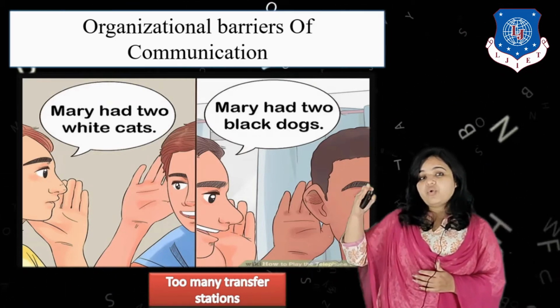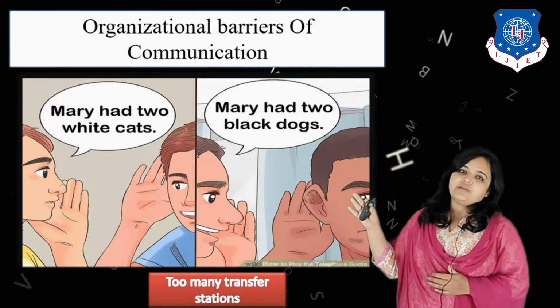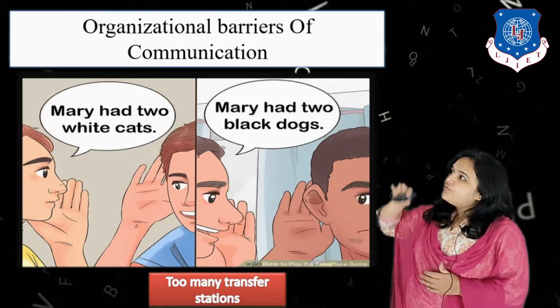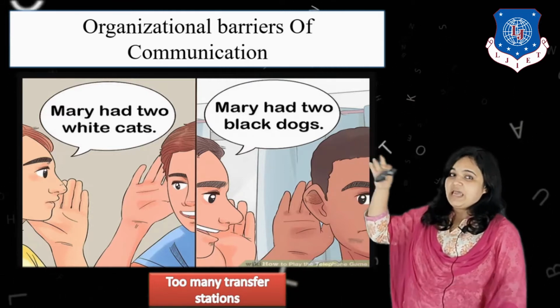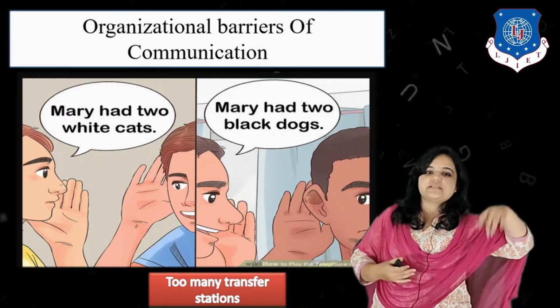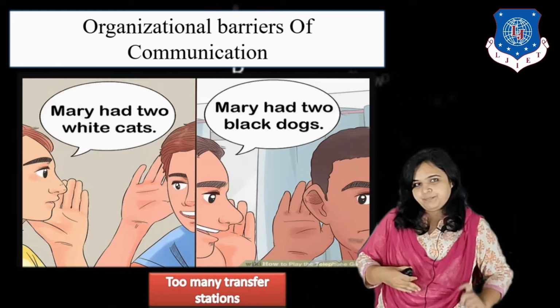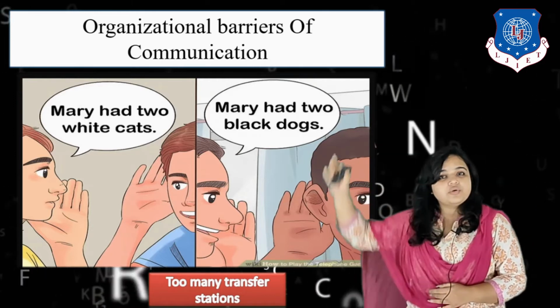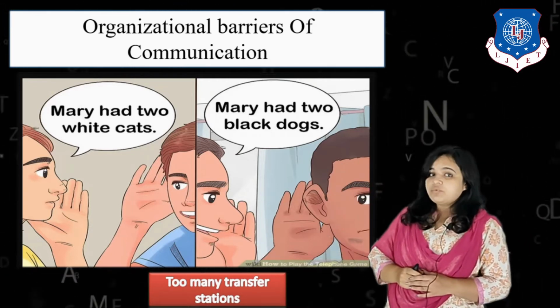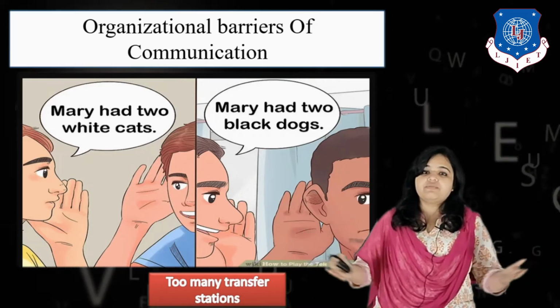This is what happens when there are too many transfer stations in organizations. When you have to follow the chain of command in the organizations, if you want to communicate with someone in the top management as a lower level person, you might not be able to do so directly. You might have to communicate with people in between who will talk to top management. The problem only is that the communication will go wayward.